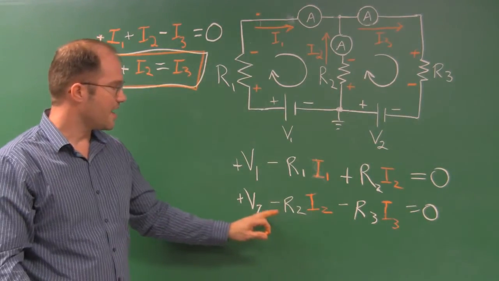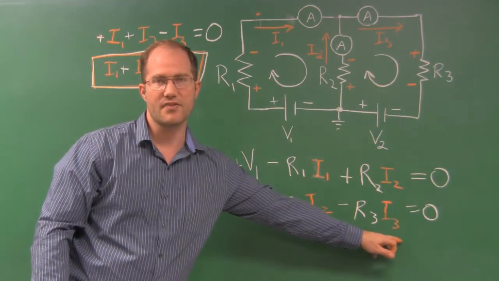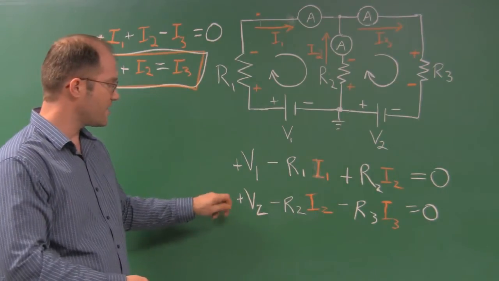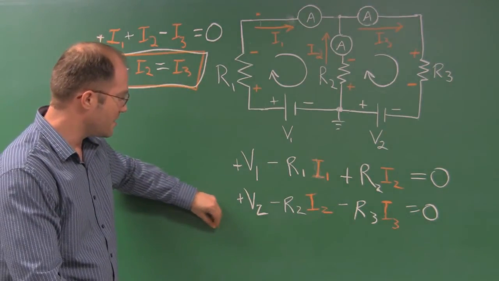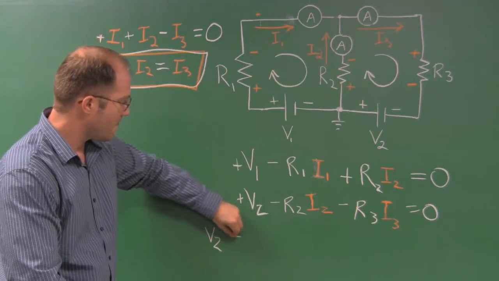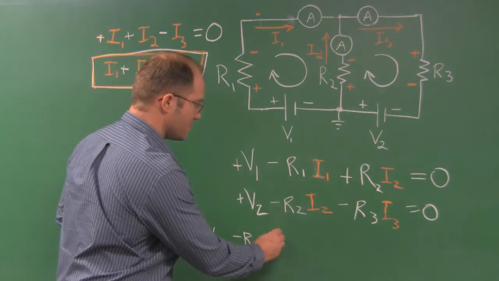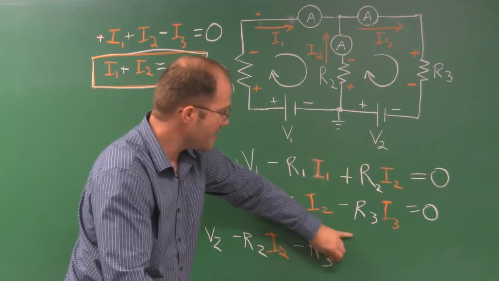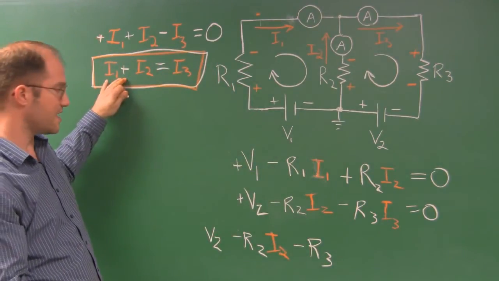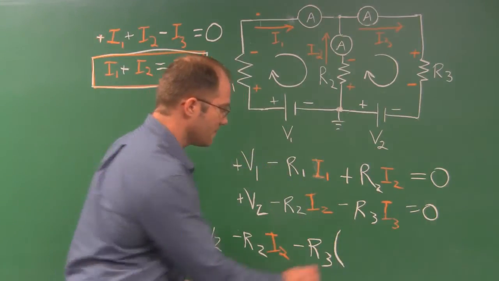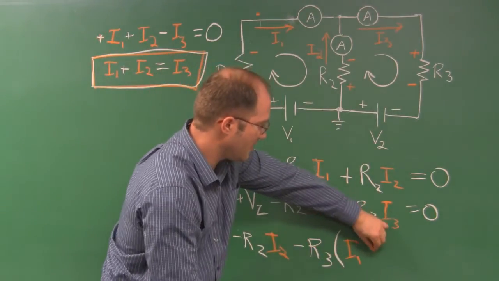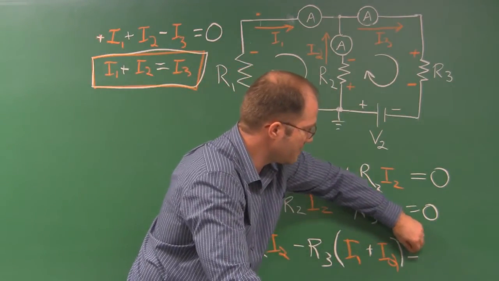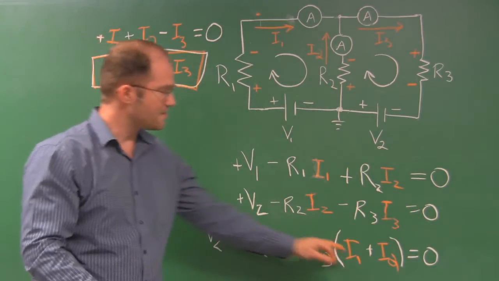So let me go over here, and this equation that has I3 in it, I'll substitute I1 and I2 for that. So let me rewrite this equation. So this will actually be V2 minus R2 I2 minus R3 I3, but instead of I3, I'm going to put in I1 plus I2. So in parentheses here, I1 plus I2 equals 0.